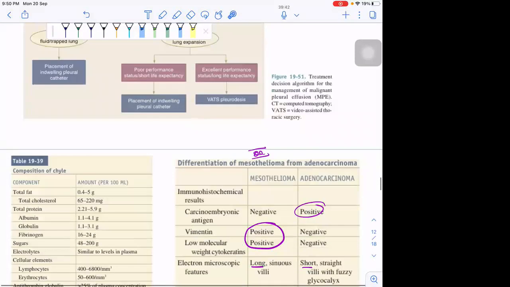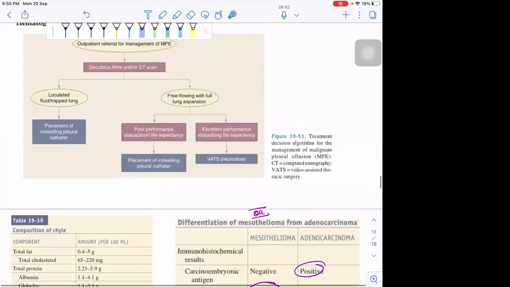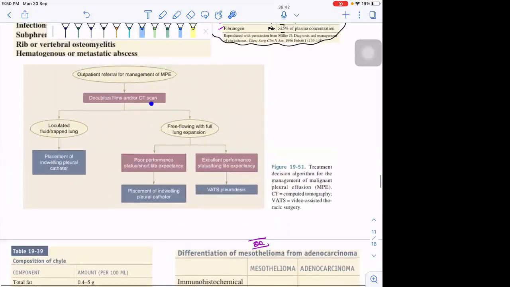So if the patient comes for the management of malignant pleural effusion, you have to identify it on the decubitus film. If it is a loculated fluid or trapped lung, then you have to go for the indwelling pleural catheter or ICD tubes. If it is free flowing with full lung expansion and the patient has excellent performance, you go for VATS pleurodesis. If the patient has poor performance, then you go for ICD again.